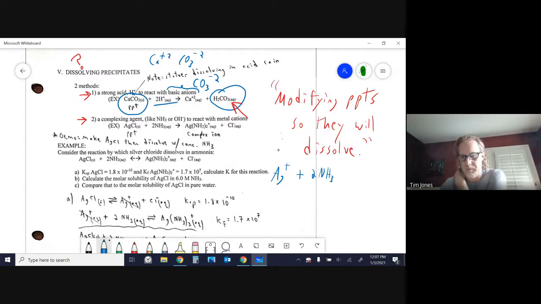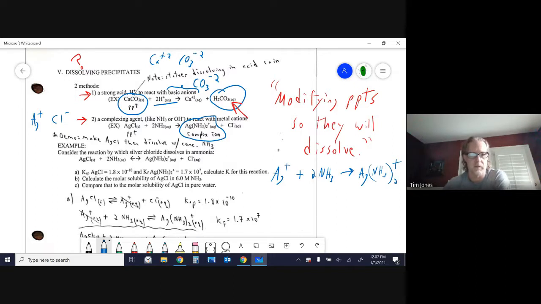And they are going to form this complex that you see right here. And this is the first time we've talked about this, if I remember correctly. Like so. And what you can think of is the two ammonia molecules are attaching to the silver and thus modifying it and making it so we aren't trying to dissolve silver and chloride ions.